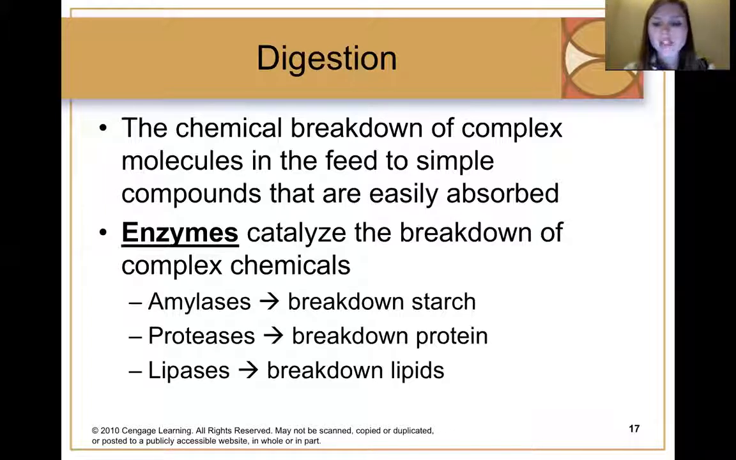And then proteases are responsible for breaking down protein. So that's pretty easy. Pro and pro, they're easy to keep straight. And then lipases break down lipids. So again, you have the LIP and the PRO: protein, proteases; lipids, lipases. So those are easy to keep straight. Amylases is a little bit harder to remember because starch doesn't sound like amylases, but starch is made up of a sugar called amylose. And so that's where amylases comes from.